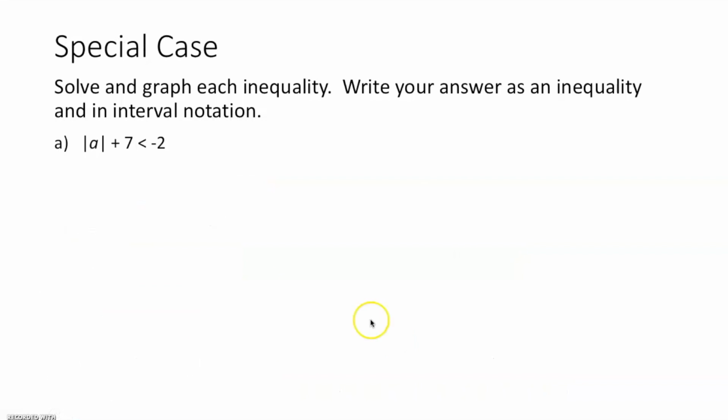Now we're going to talk about a special case. We simplify, move, break, solve. First, can I simplify either side? No. Next, we move our absolute value to the left side of the inequality. Done. Next, we move everything else to the right. So this plus 7 has to go. What's the opposite of plus 7? That's minus 7. That's how I get it to the other side.